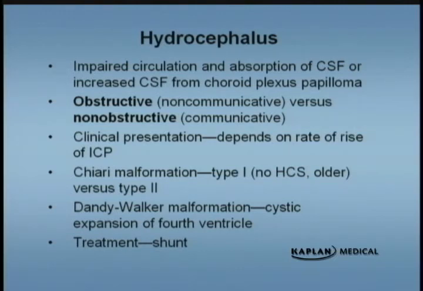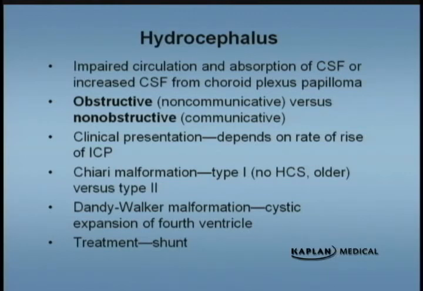Remember, the Chiari malformations can be divided into type 1 and type 2. Type 1 Chiari malformation is usually seen in adolescents, and they have really no hydrocephalus, whereas type 2 is going to be associated with hydrocephalus. The Dandy-Walker malformation is this cystic expansion of the fourth ventricle, and that is a form of hydrocephalus.